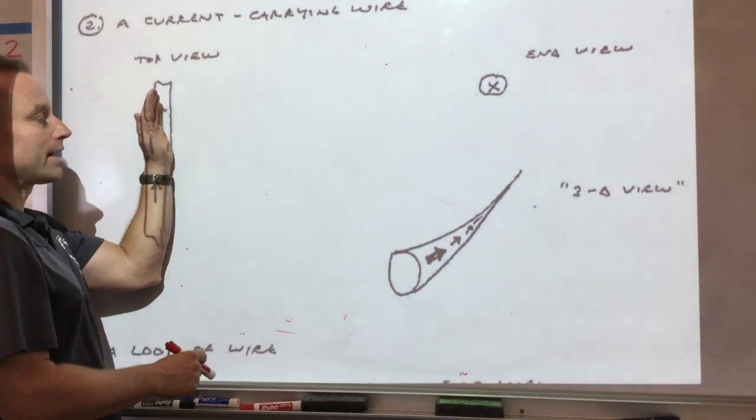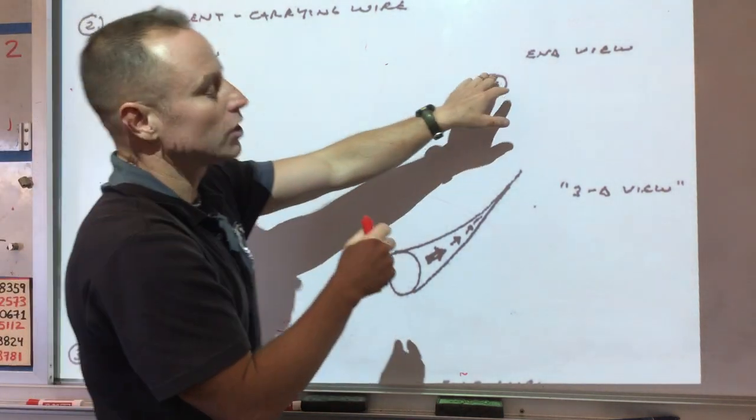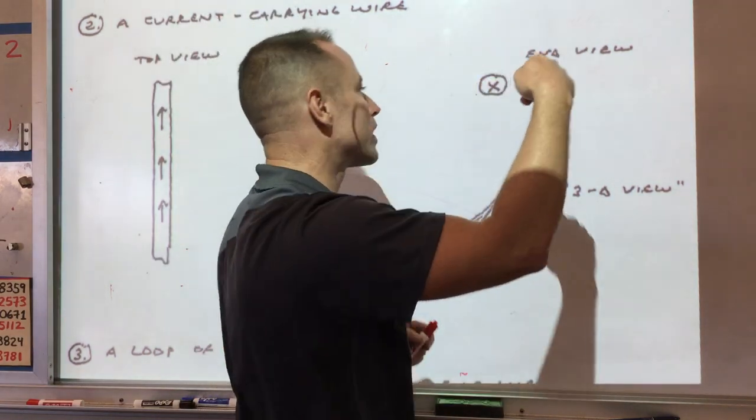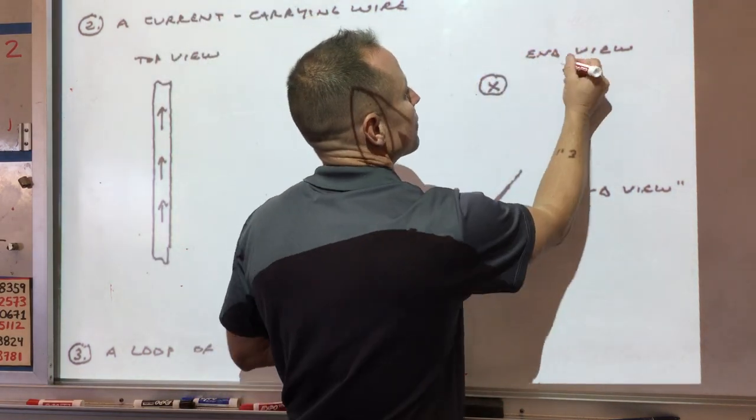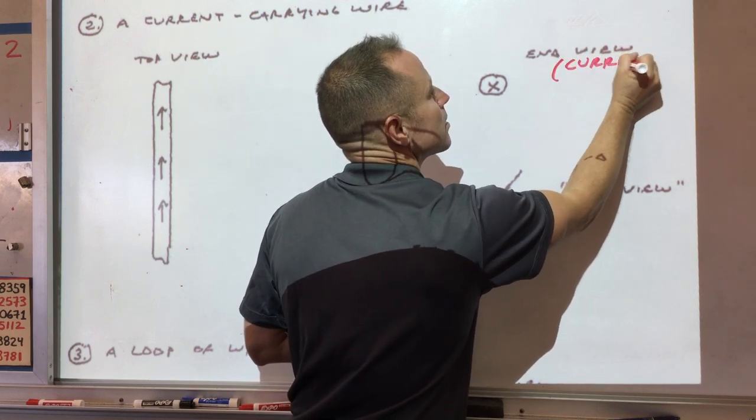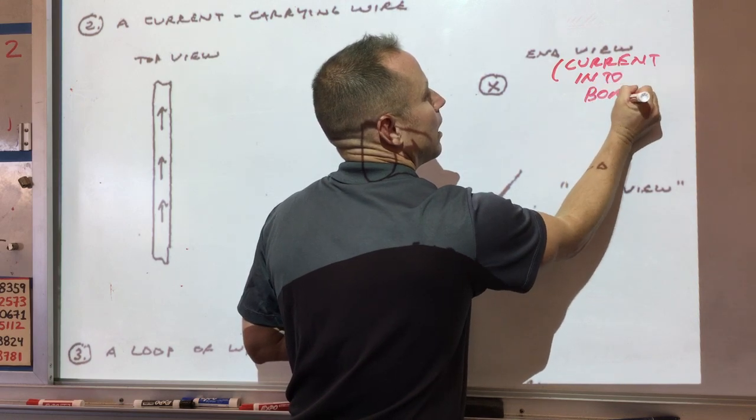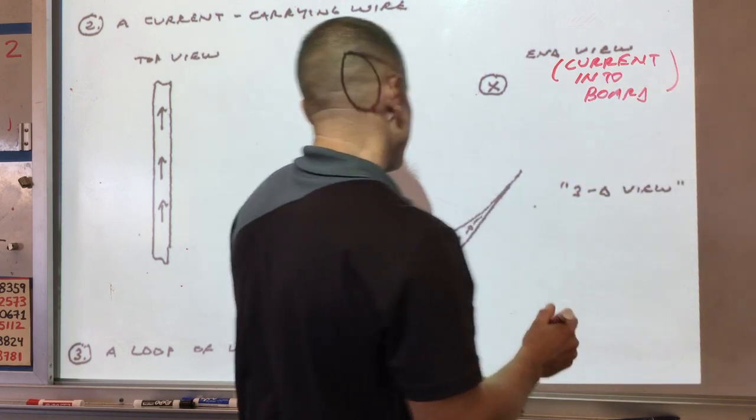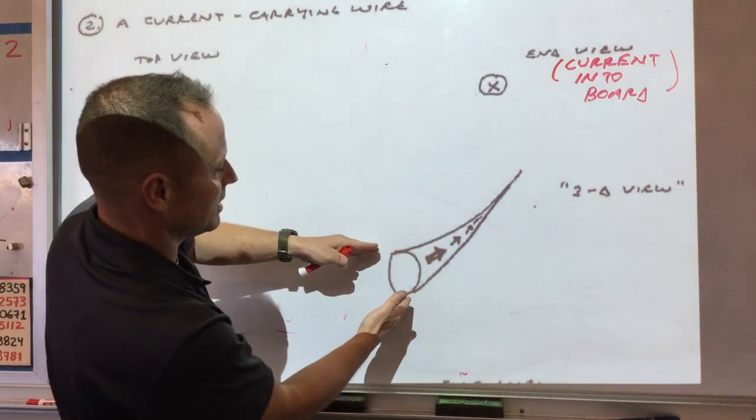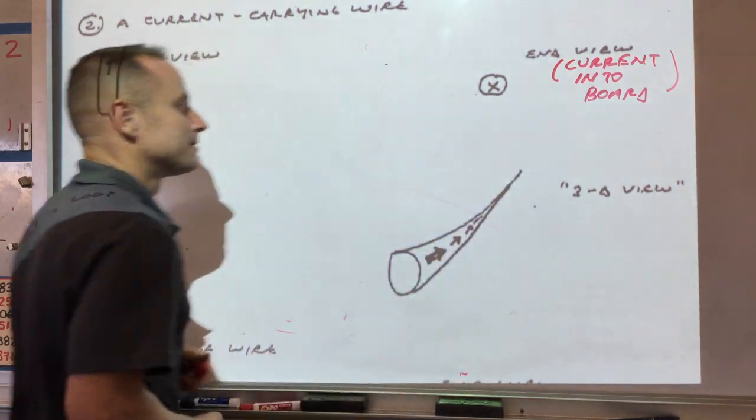So this is actually the same wire, but here you're kind of in a helicopter looking down on the wire, and here you're looking at the end of it such that the current in the wire is going into the board. Right, so I might even write, it says end view, and I'm gonna say current into board. And then here is what I'm calling a 3D view. You're kind of off to the side of this thing, so you can see the wire receding off into the distance, and there goes the current.